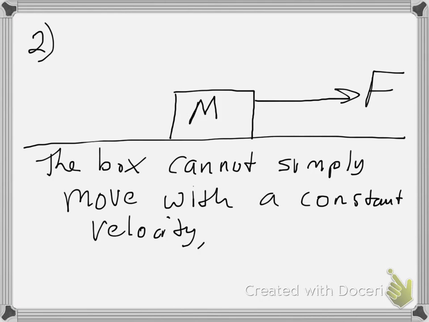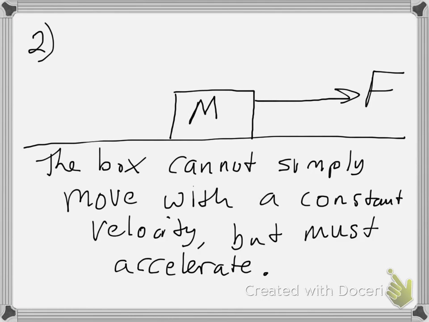If it did, then it would be in uniform motion. And the only way that an object can have a force on it is if that force disrupts its uniform motion. So this means it cannot move with a constant velocity, but it must accelerate. Okay? So as a result of this force, F, this mass M must accelerate. All right, that's the meaning of the second law.